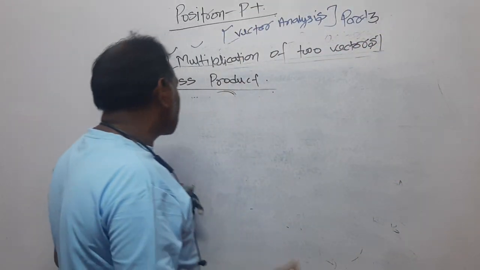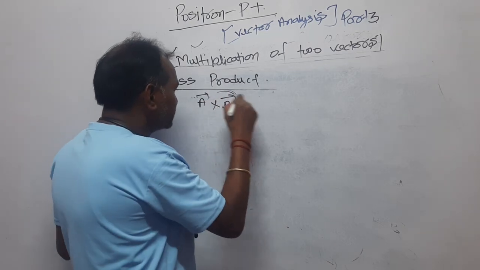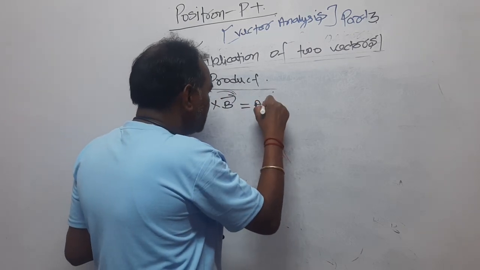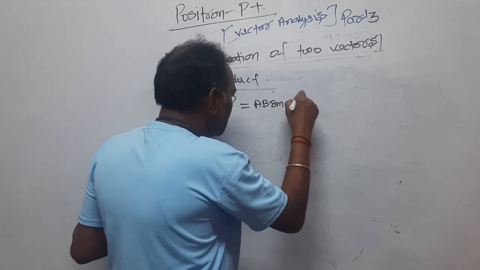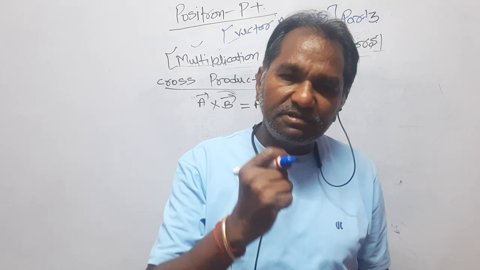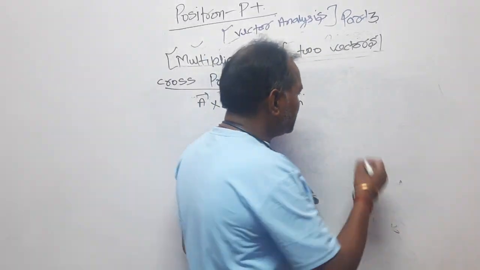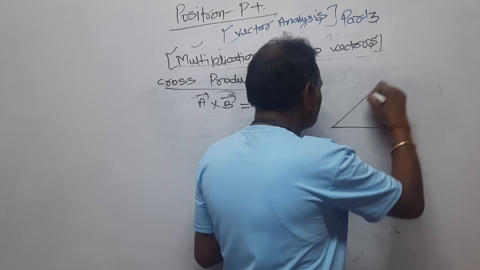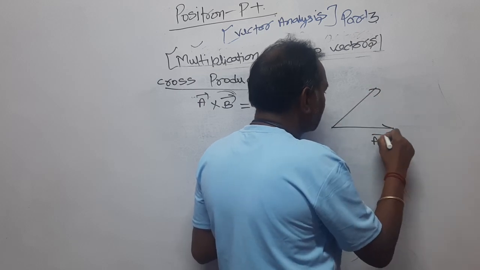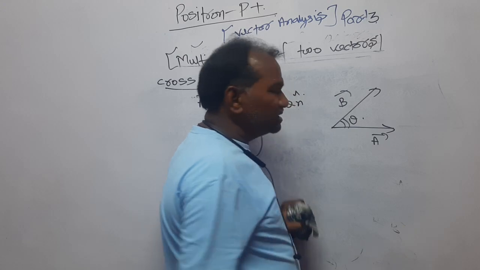Let the two vectors be vector A and vector B. Their cross product will be AB sin theta n cap. N cap is a unit vector representing the direction of the cross product of vector A and vector B. Let this be vector A, this be vector B, and the angle between A and B is theta.